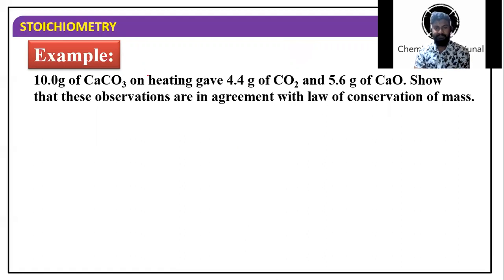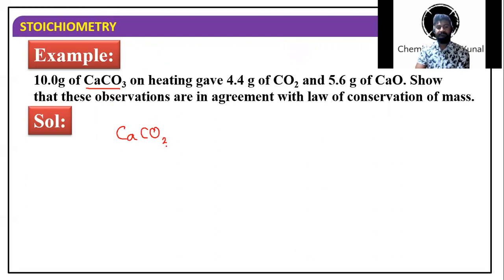Okay, so I hope you have done it. Now let us see how we can do this. First things first, we must know how to write the equation. So let's write the equation. They're saying the CaCO3 is being heated. We are heating it, right? So if you want to solve it, it should be: CaCO3 is heated. What do we get? CaO plus CO2.